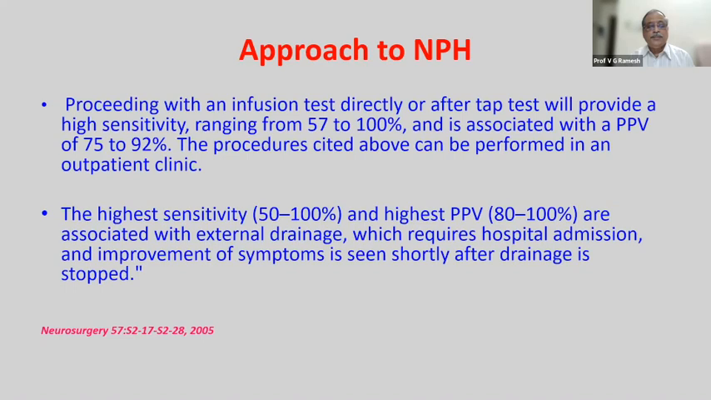And the 50 to 100% sensitivity and positive predictive value is associated with lumbar external drainage, but the patient requires hospitalization and it has its own side effects. And improvement of symptoms is seen after the drainage is stopped. These have been the conclusions of other studies.